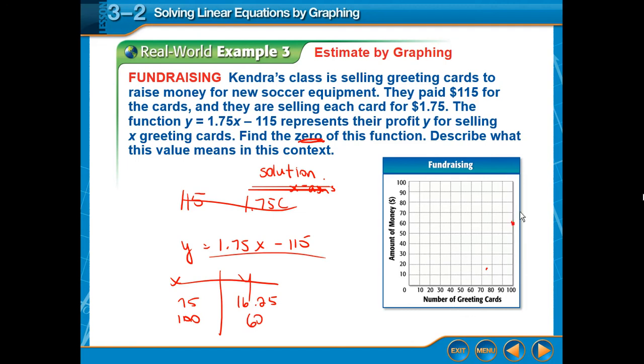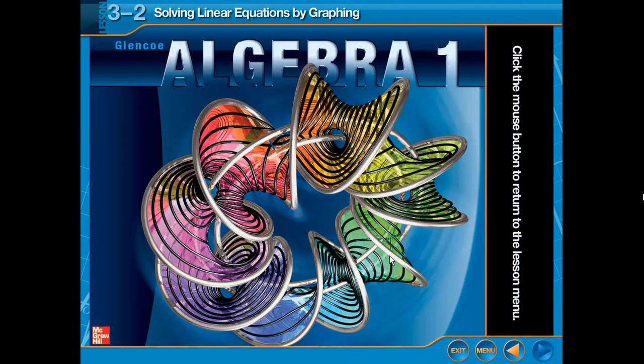If I were to draw a line through my 2 points, I want to know where it touches the x-axis. So if this is like my x-axis, right about there should be my solution. So I can say that they're going to sell 65 greeting cards in order to make a profit. So 65 cards. Okay. And that is this section. I will scroll through the problems at the back, and if you feel like doing them, great.